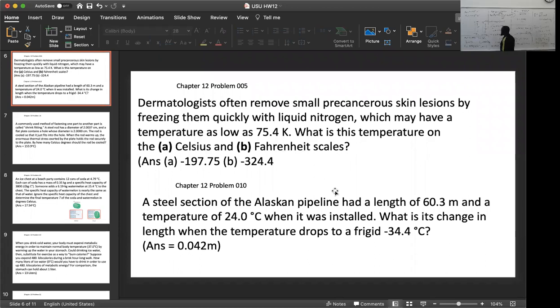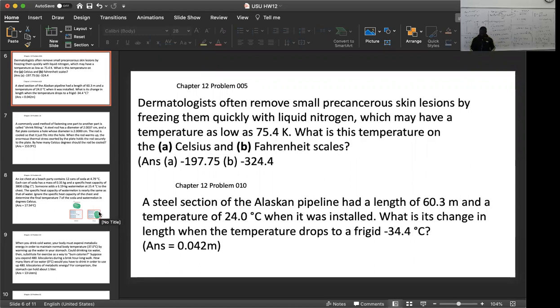Because it goes from 32 degrees Fahrenheit at the lower temperature to about 212 degrees Fahrenheit. So we'll have to add the base of 32 to the degrees interval.